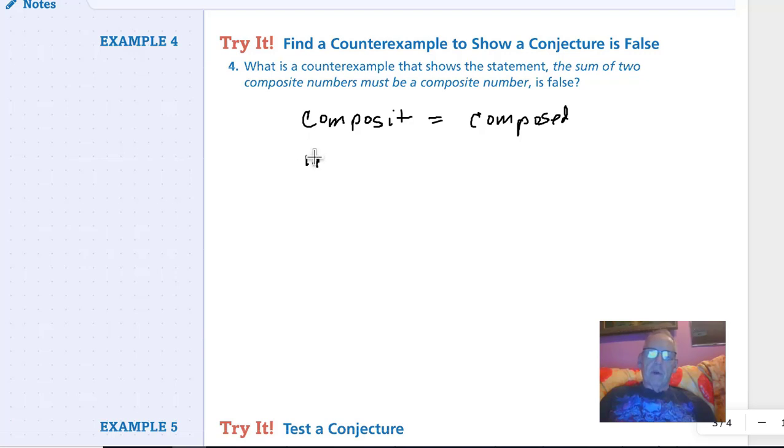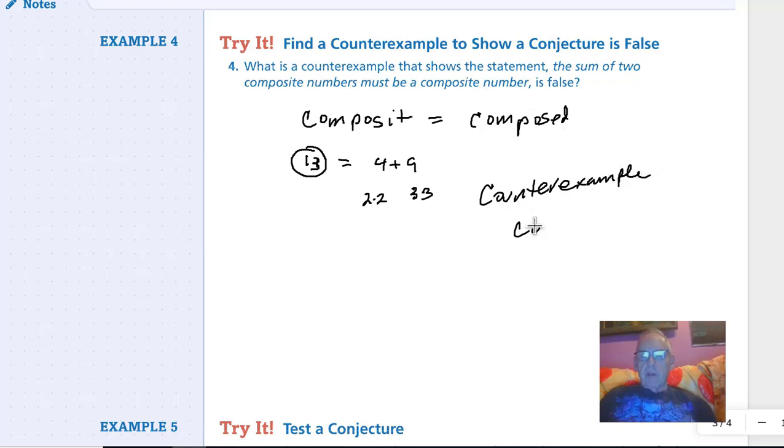Let's check it for 13. 4 and 9 makes 13. So 13 is a prime number, which is not composite. 2 composite numbers could be 4, which would be a 2 times 2, and a 9, which would be a 3 times 3. Those are 2 composite numbers that add up to a number that is not a composite number. So that shows that since this is a counterexample, my conjecture must be false.